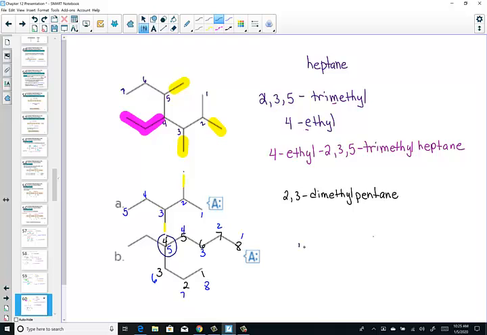At carbon number 4, there is a 2 carbon branch and an 8 carbon backbone. 4-ethyl octane is the name of that compound.